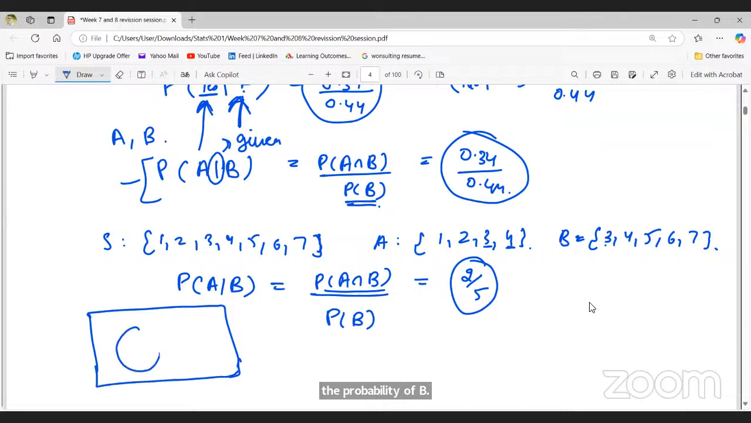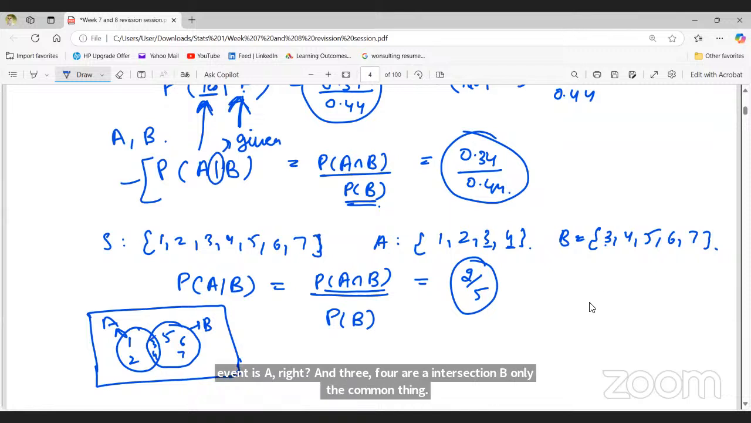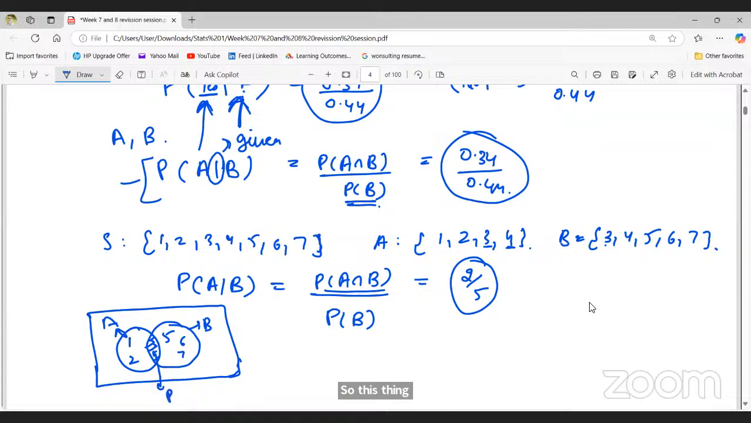we have two events, A and the second event B. Here the sample space is 1, 2, 3, 4, 5, 6, 7. This event is B, this event is A, and 3, 4 are A intersection B only, the common part. This is the conditional probability of A given B. It states the probability of A given that B has happened.